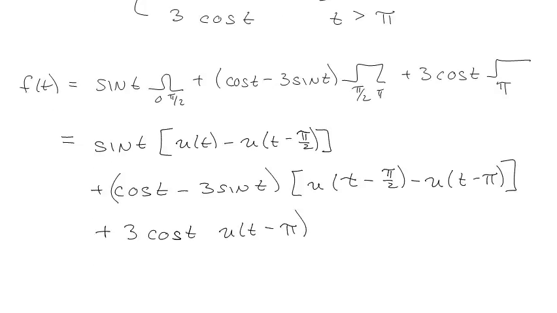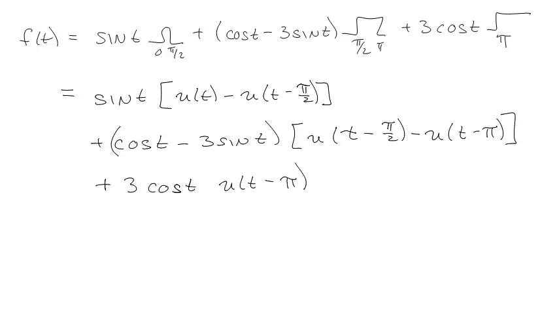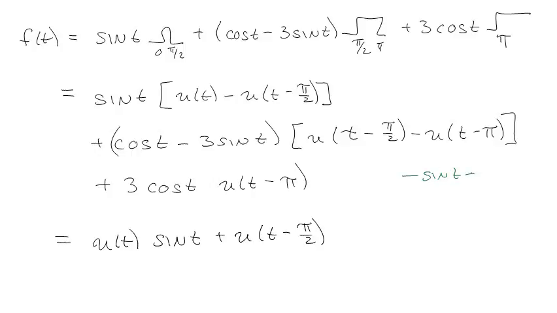Okay. And then I'm going to simplify this because I have nothing better to do. So that's going to give me unit step times sine of t, and then u of t minus pi over 2. Let's see, it's going to be minus sine t plus cosine t minus 3 sine t. So that's going to be times cosine t minus 4 sine t.